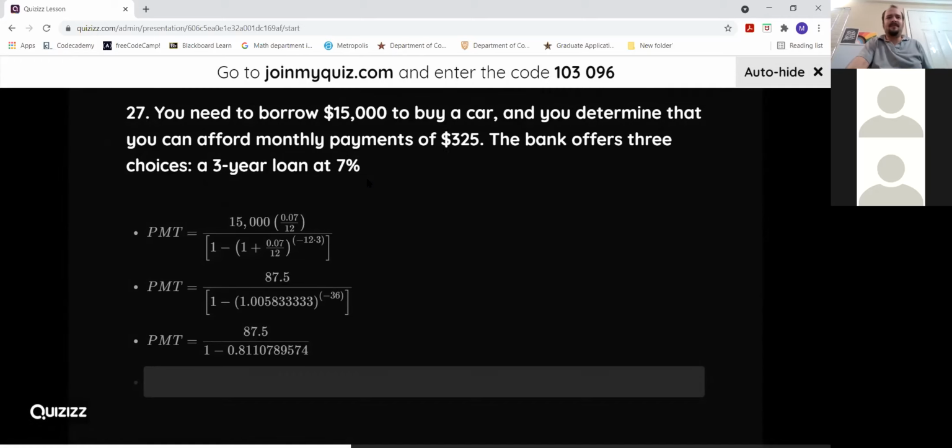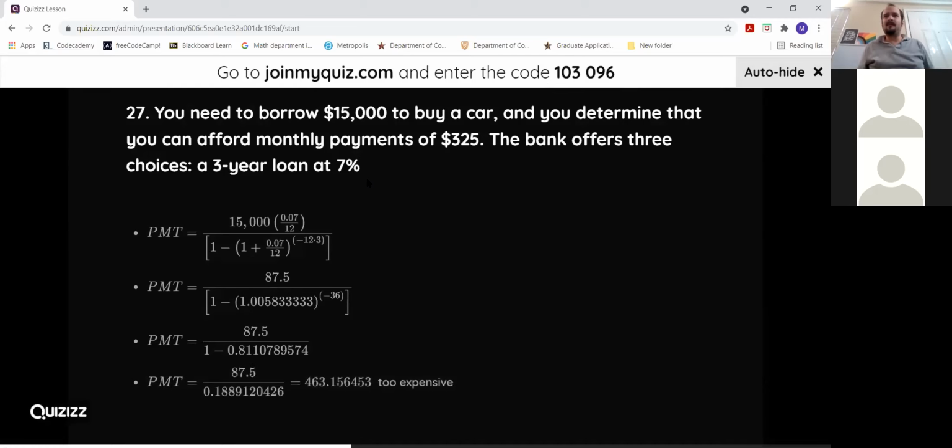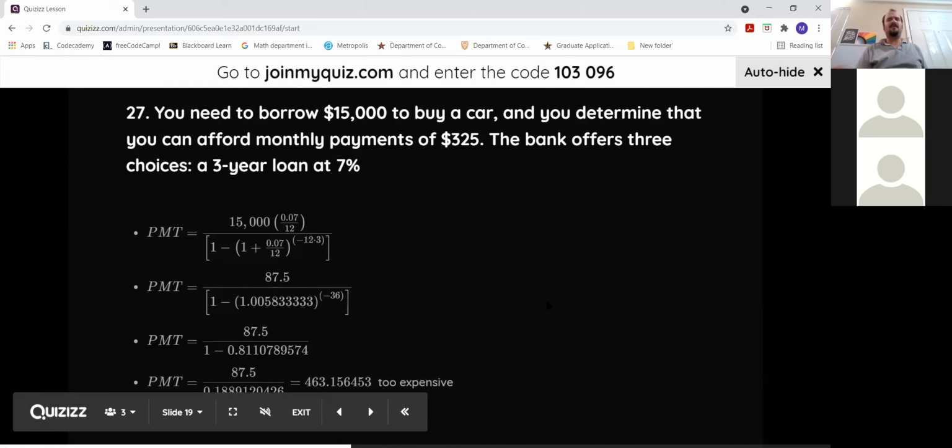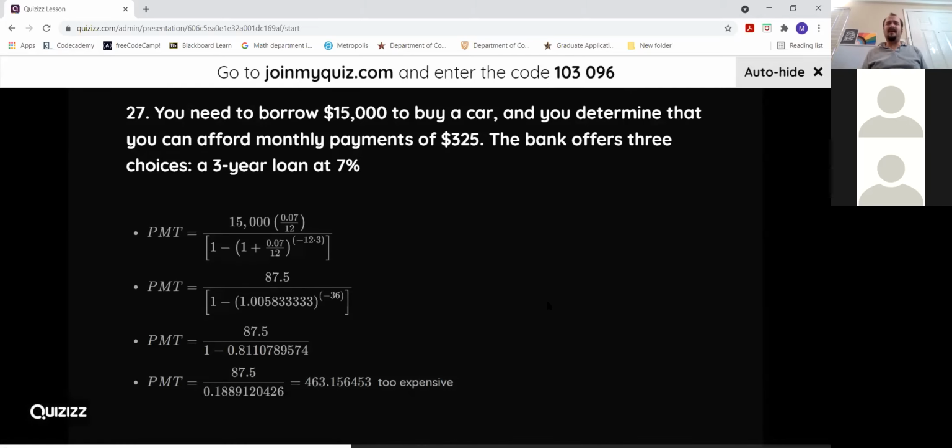87.5 for the top, 1.058833 to the minus 36 on the bottom. Did I plug in everything right? I hope so. There we go. 87.5 we divide by that number. Should be getting 463. They said we could only afford 325 as the payment. So right away we can throw this one out, it's too expensive.